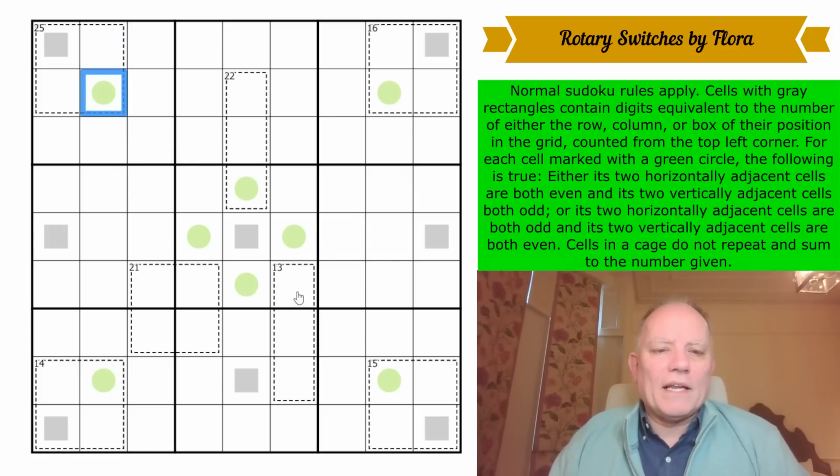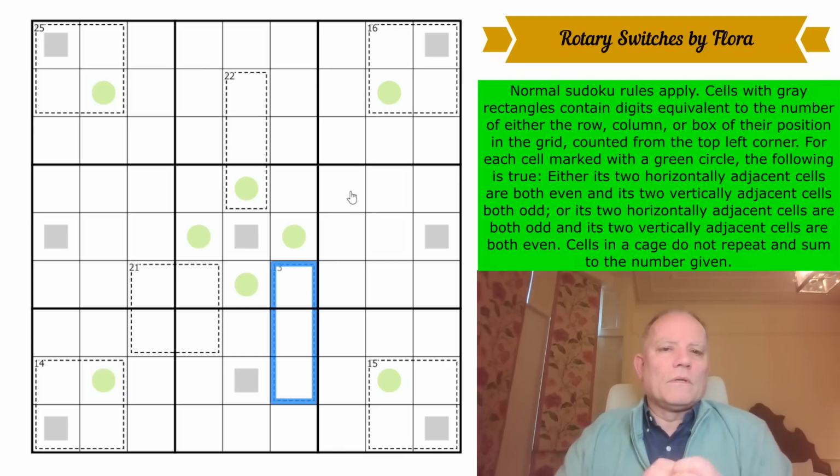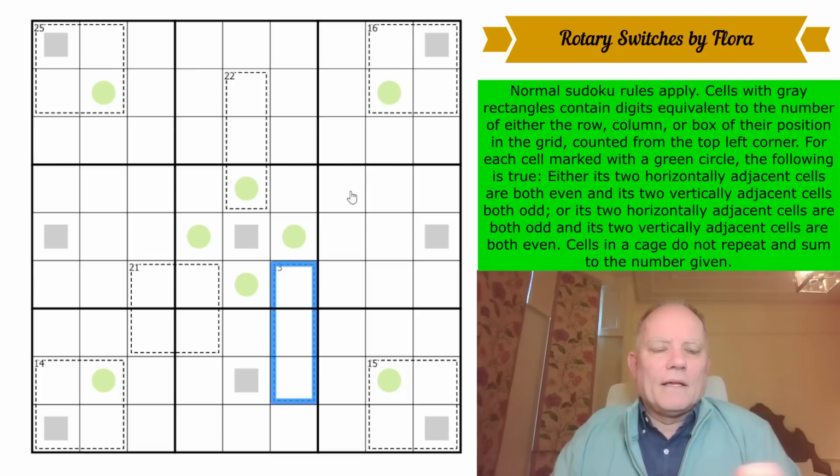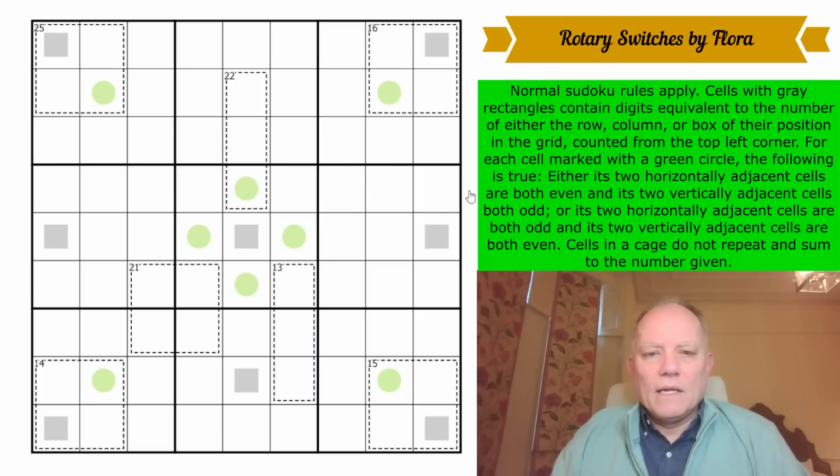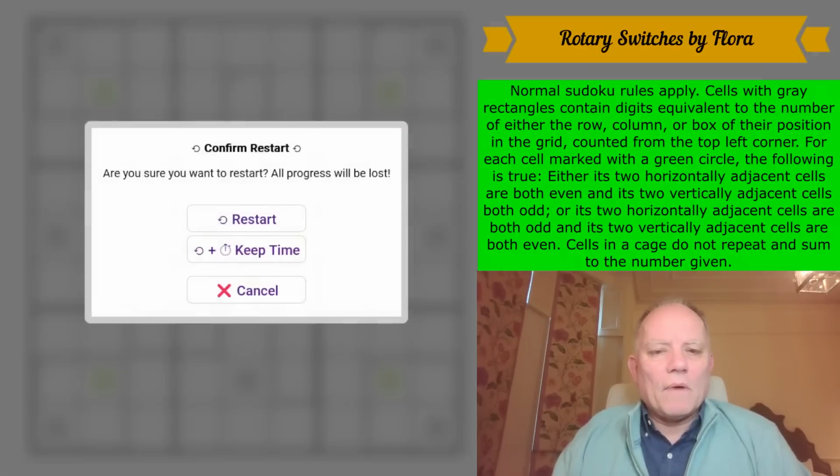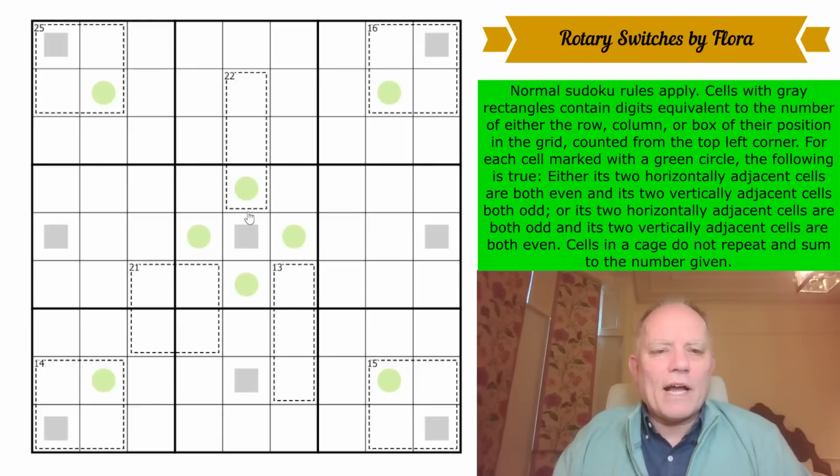Then we, of course, have killer cages. Cells in a cage must sum to the clue given in the top left corner of the cage. And digits don't repeat in cages. So those are the rules. Intriguing. Yeah, let's give it a go if you fancy it. Have a look at the video length, maybe. I'm going to start now, and let's get cracking.